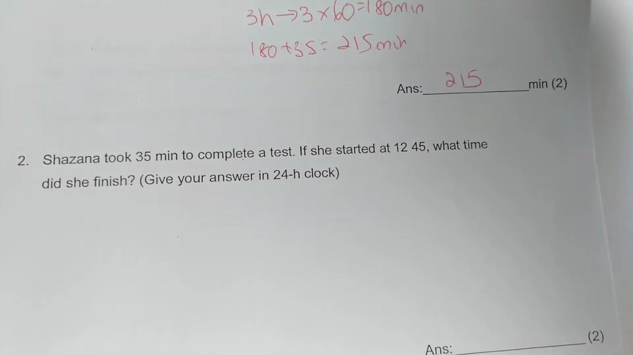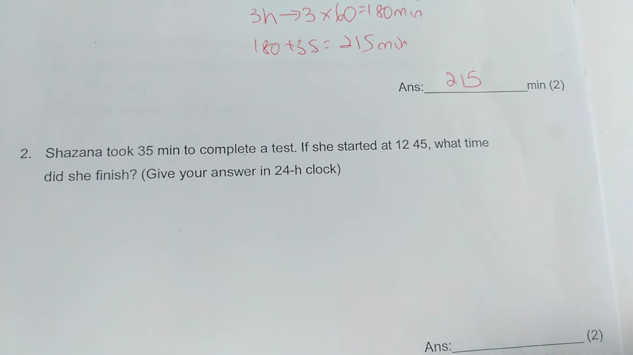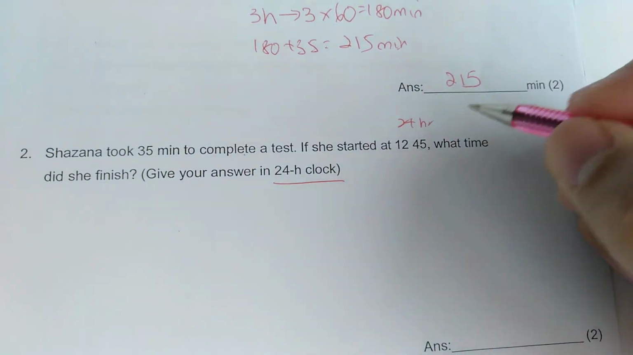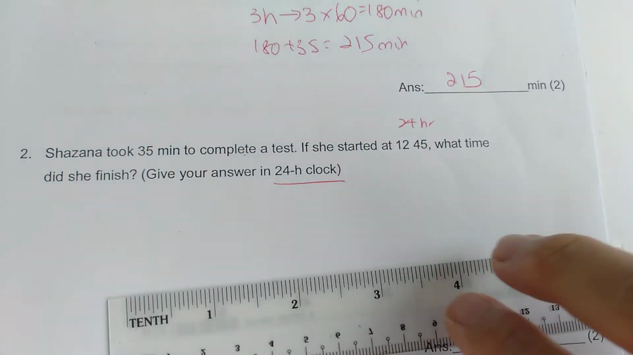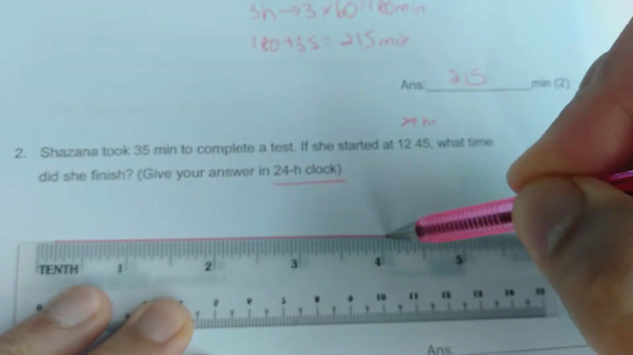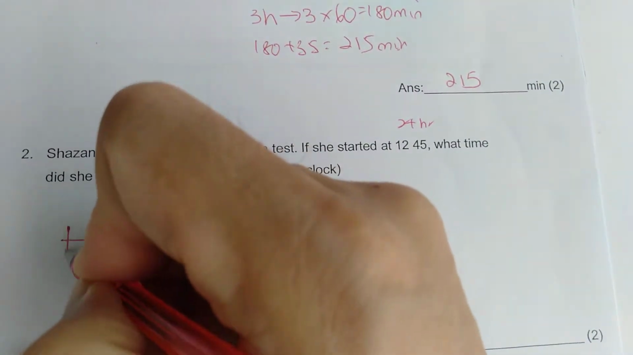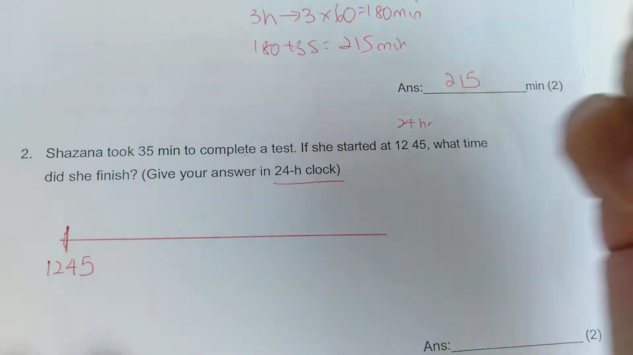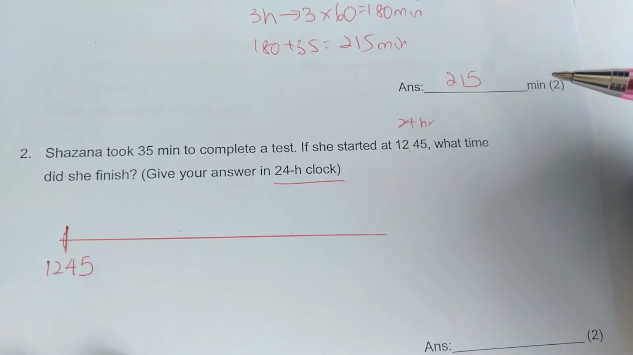Next, Shazana took 35 minutes to complete a test. If she started at 12:45, and this is in a 24-hour clock, right, what time did she finish? So this kind of question, you cannot use your plus and minus to do it. You have to use a timeline to do it. So if she started at 12:45, that's why I put on 12:45. And she took 35 minutes to complete a test.